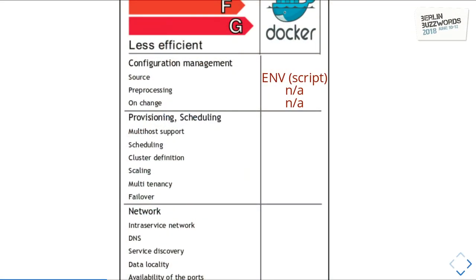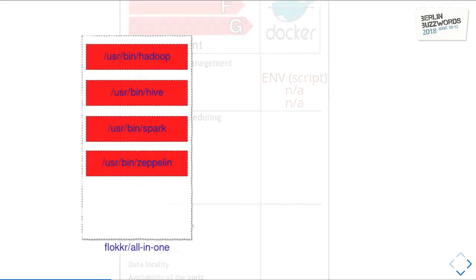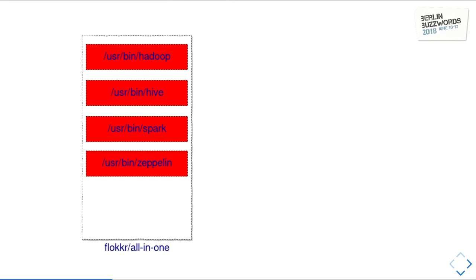OK, so the first part is done. The source of the configuration has been solved. Currently, we have no preprocessing, and there is no support for change. So if I would like to change something in the environment variables, I need to restart everything manually. OK, but there is another big question.